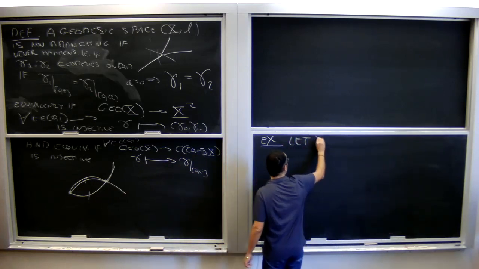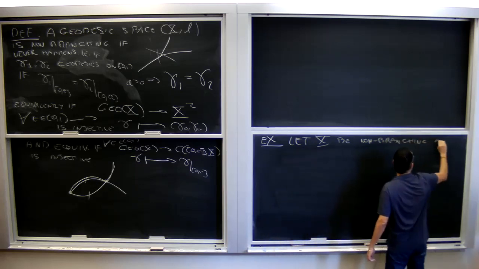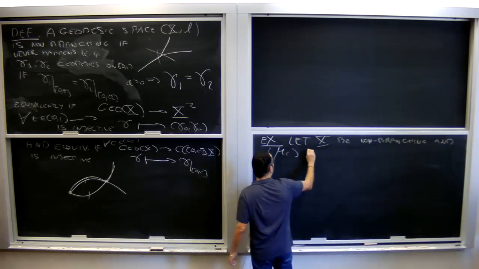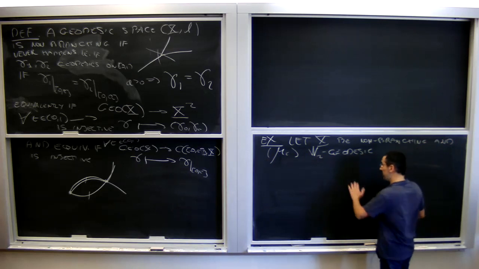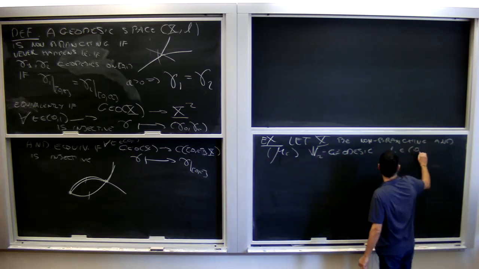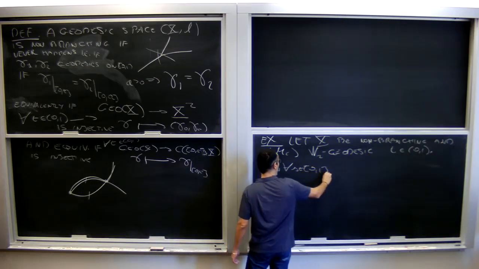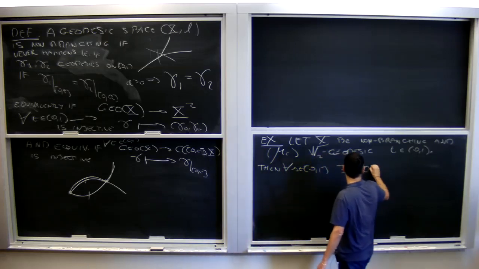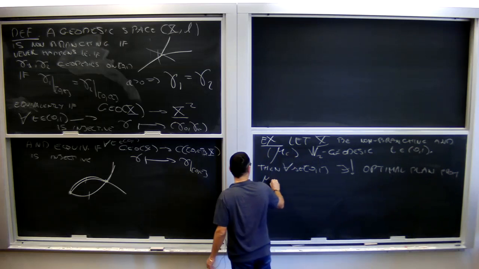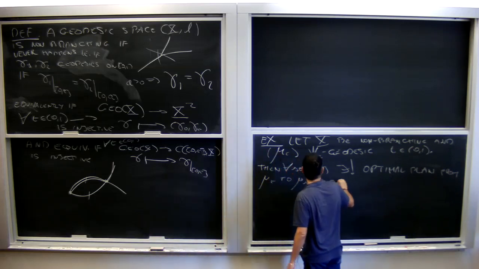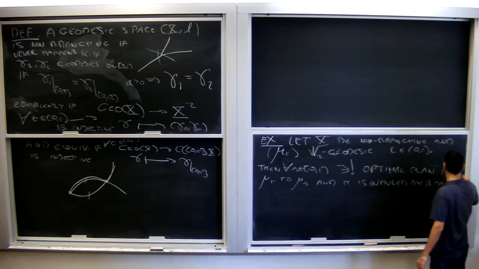So let X be non-branching, and say mu_t a W2 geodesic. Right? This is a metric space, so these are just measures. And let's pick t between 0 and 1. Then for every s in the closed interval, there exists a unique optimal plan from mu_t to mu_s, and it is induced by a map. Right?